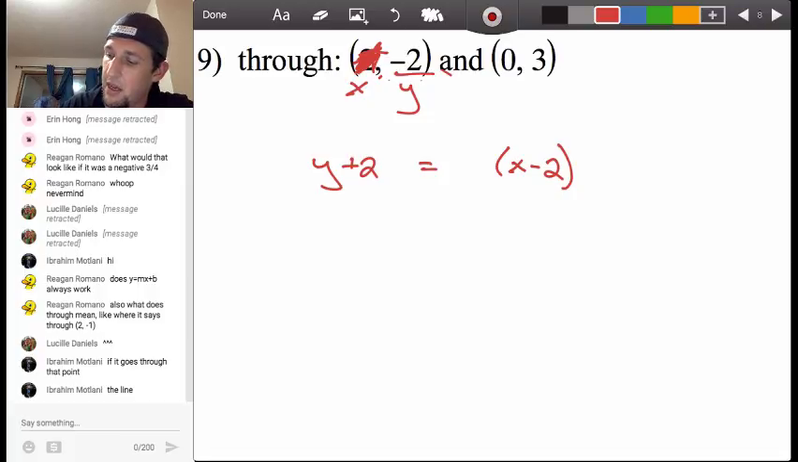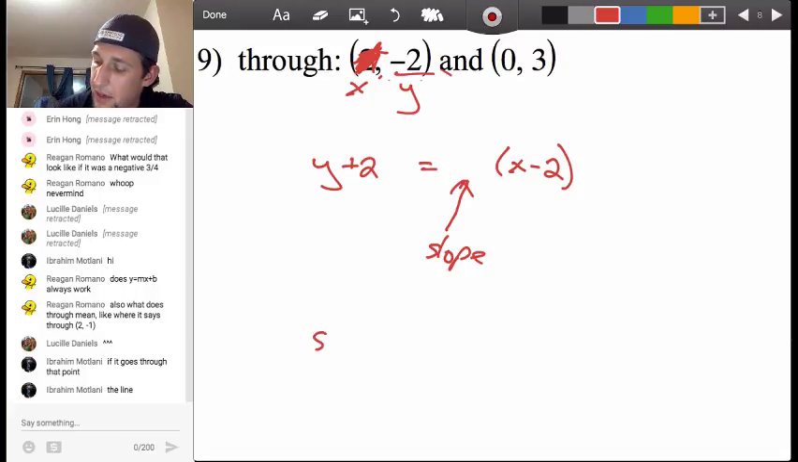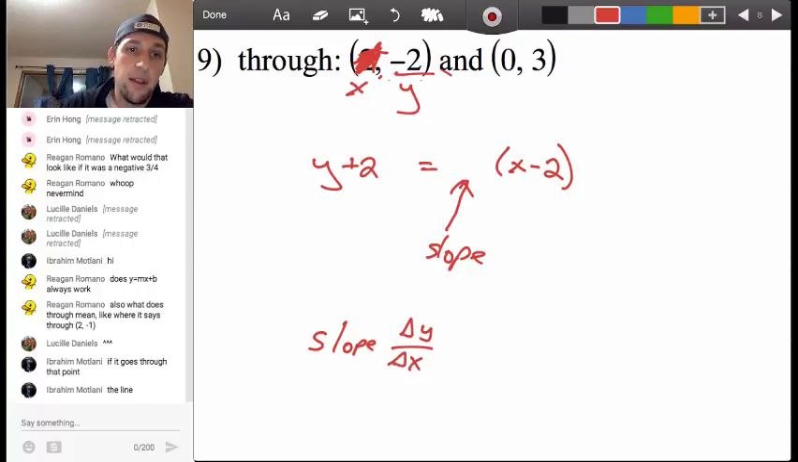The big thing I'm missing, though, here is slope. And I have not been given slope. So that means I have to figure it out. And this is precisely why I like to define slope as the change in y over the change in x. Because if you define it that way, this is not so bad now.